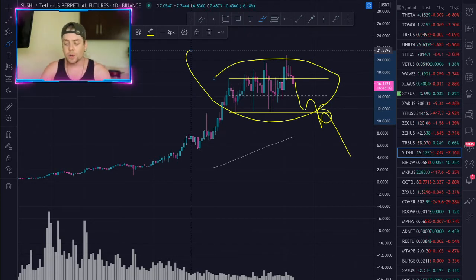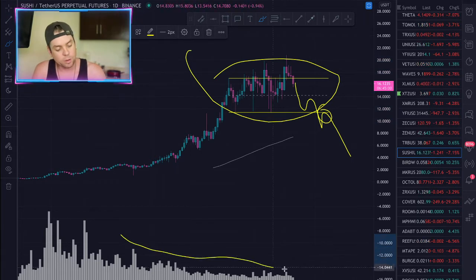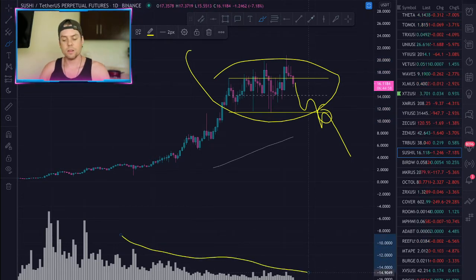The one good thing that I'm seeing here is just an overall consolidation of the volume. The volume's looking really good. We're not having institutional involvement in this asset. There's no institutional selling. So I think it's just a shaky market with shaky retail investors.